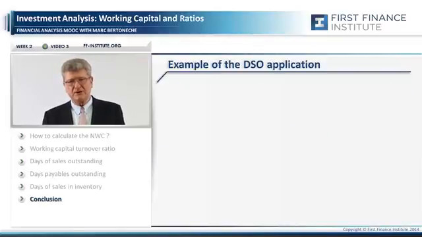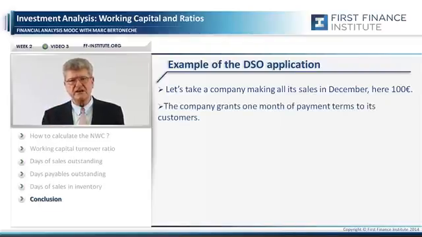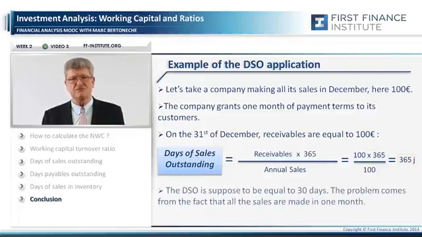You remember the example of this company making its annual sales of 100 in one month in December with a 30-day credit to its customers that we used in the previous video? If you apply the DSO calculation at the end of December, what do you find? 100 multiplied by 365 divided by 100. 365 days. No, this is wrong. The DSO is 30 days. It's just because of the seasonality. You cannot say in December the DSO is 365 days and all the other months it is 0. So be careful about seasonality.